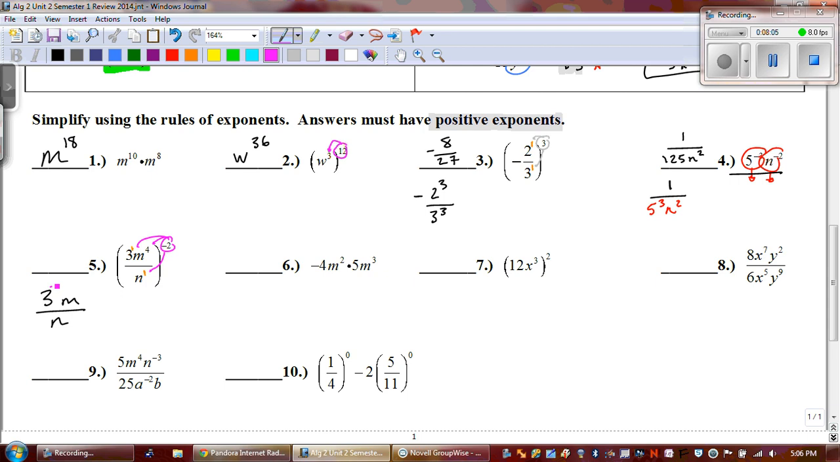Okay, so we have 3^-2, m^-8, and n^-2. If our exponents are negative, we drop them like it's hot. If they're already on the bottom, we bring them to the top. So we're left with n squared up top, and then we have 3 squared m to the 8th. And when we simplify that, 3 squared is 9 m to the 8th.